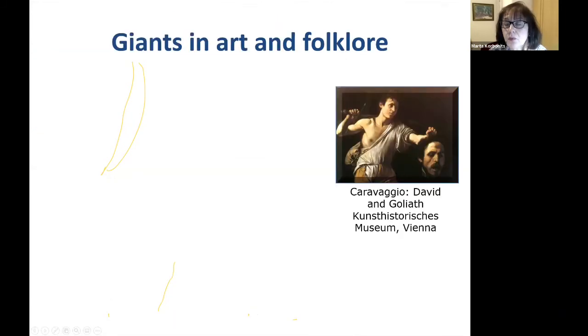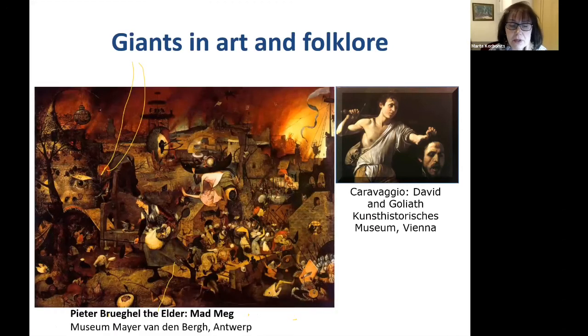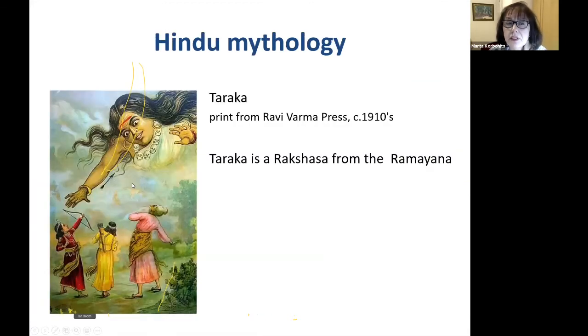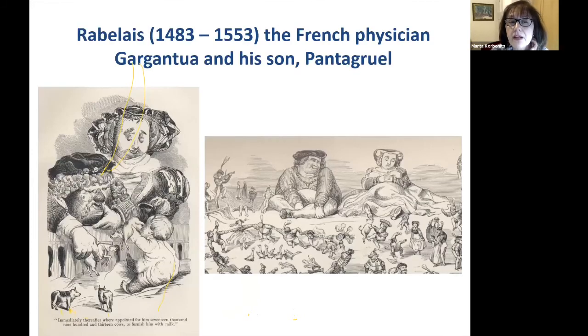And also we see a lot of paintings in art. For example, this painting from Peter Bruegel probably shows a woman with the X-linked acrogigantism syndrome, as you see, an extremely tall woman. And even in Hindu mythology, we can see giants, for example, Taraka. And of course, the one I mentioned earlier, Rabelais, wrote about a giant family, which we see that these families are even around today.